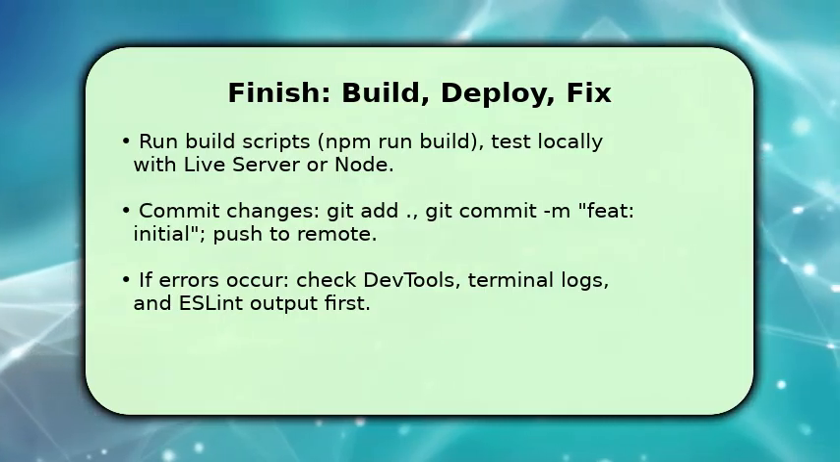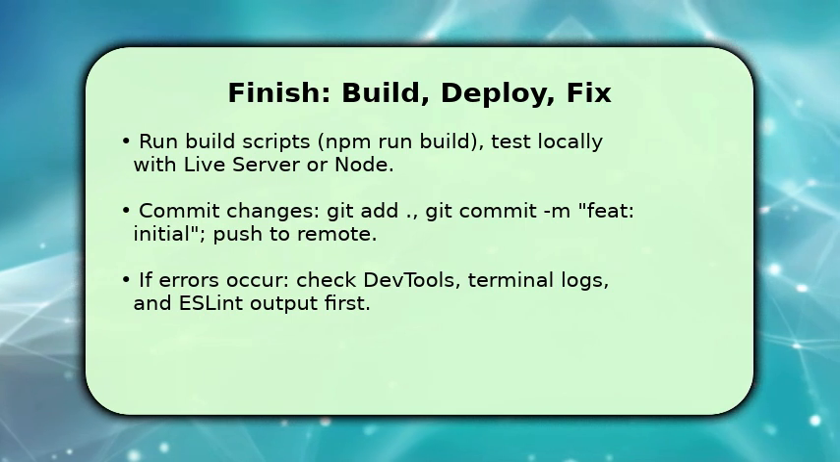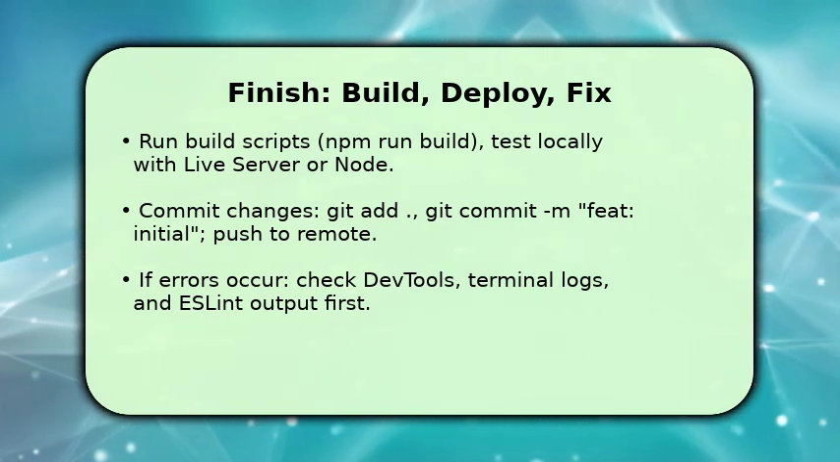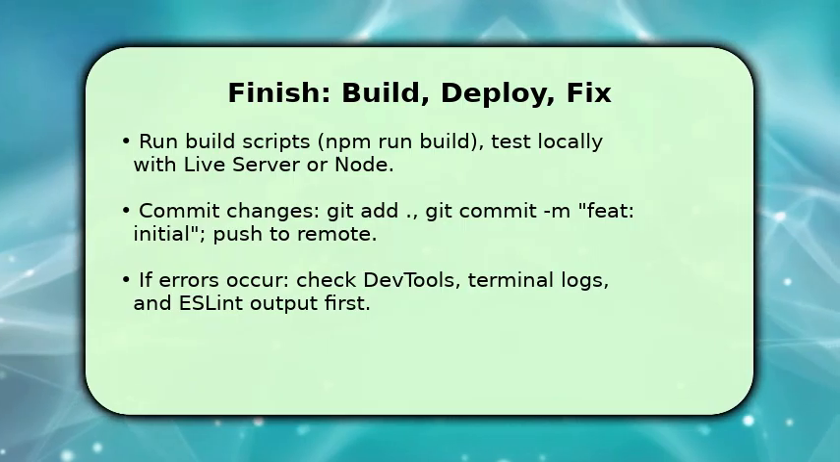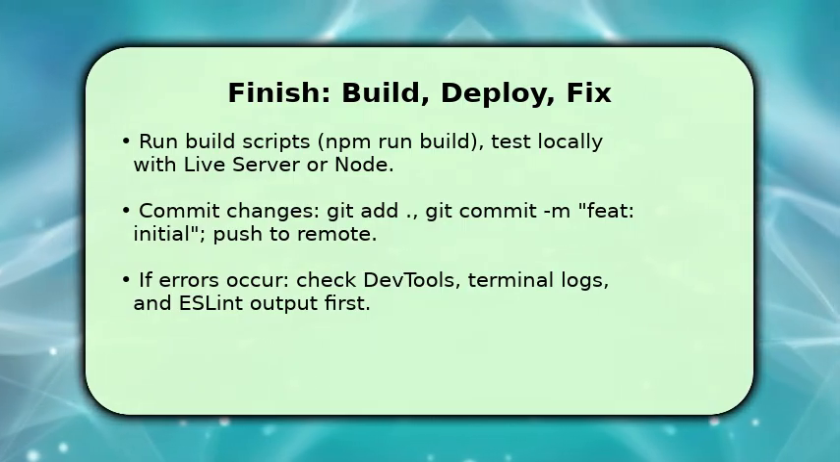If something goes wrong, the quickest troubleshooting path is to open DevTools. Review the terminal and ESLint problems panel. Then fix the highest priority error and rerun the build.